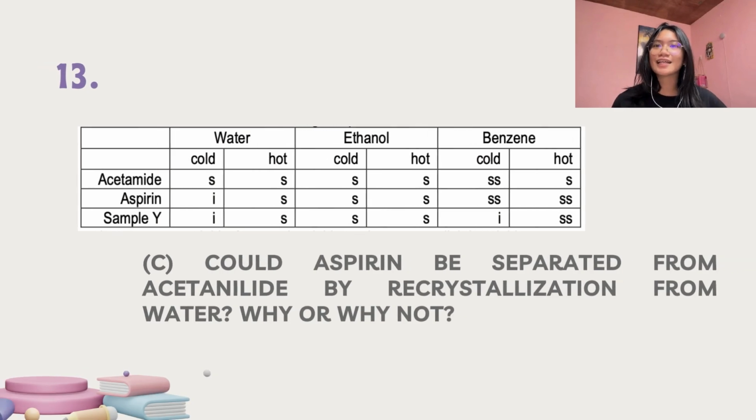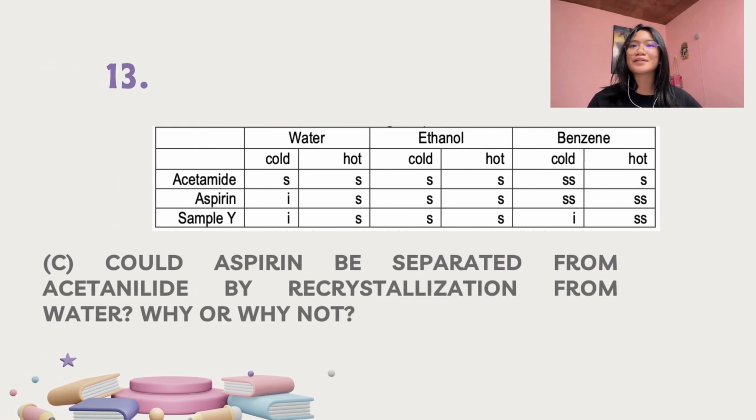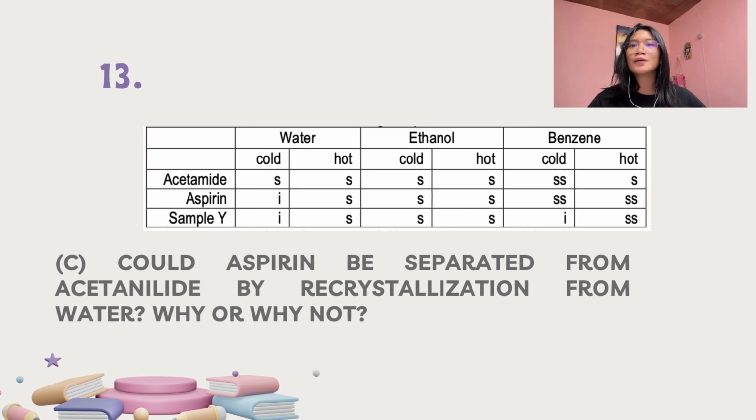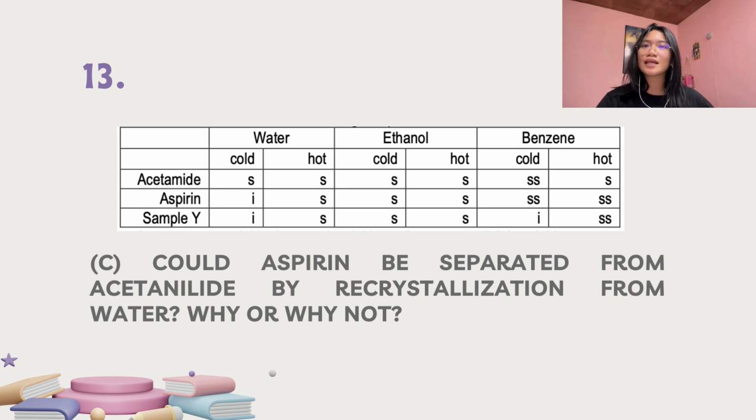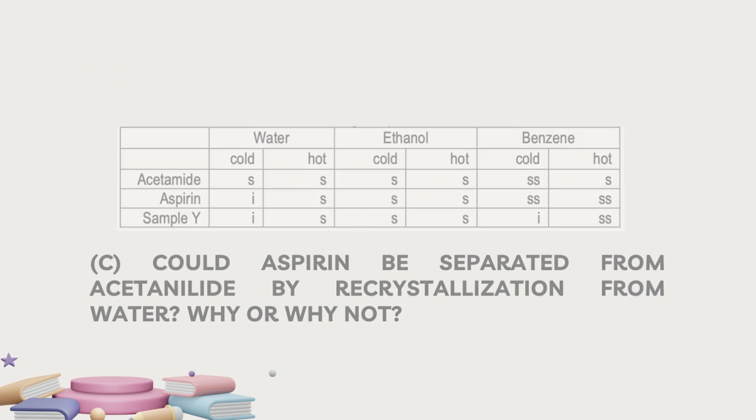Aspirin and acetanilide can potentially be separated by recrystallization from water. When the hot solution with both compounds is cooled, aspirin, which is slightly soluble in cold water but highly soluble in hot water, would crystallize out. In contrast, acetanilide, being soluble in hot water, would remain dissolved in the solution. This difference in solubility behaviors allows for the separation of aspirin from acetanilide during the recrystallization process.